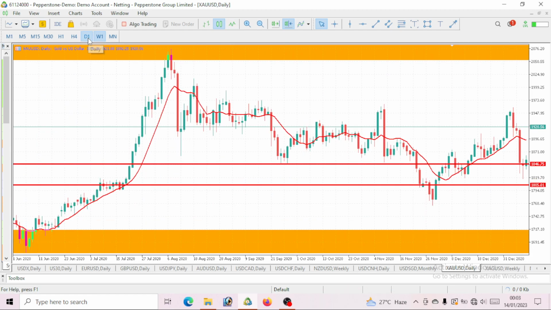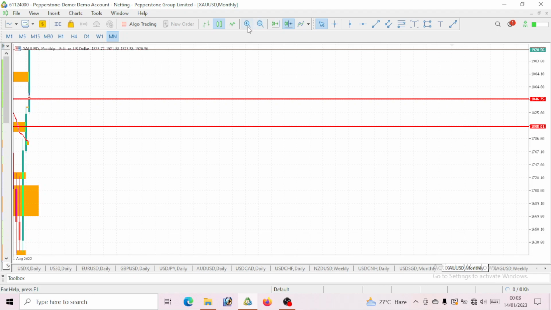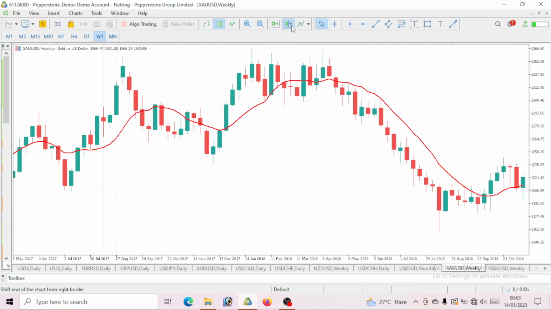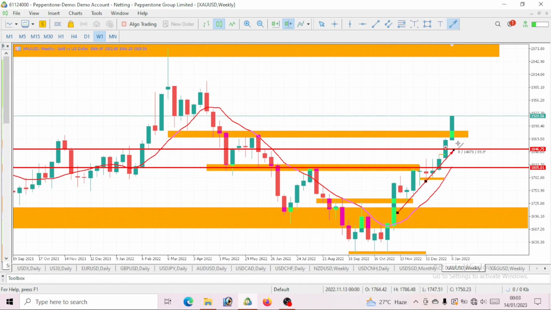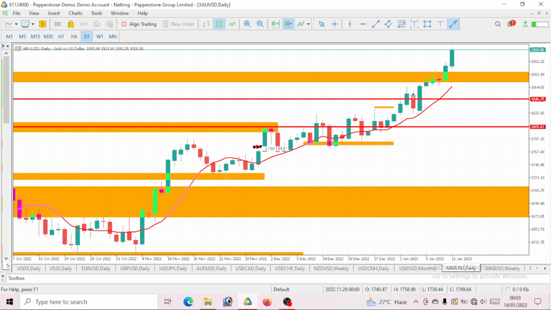Now that should take us to the daily time frame. So I may take a look at this massive move on this gold. You can also see it is trading above this 10 period moving average. So monthly time frame, we are trading above the moving average. Same thing with the weekly time frame. We are trading above this moving average. And now when you go to the daily time frame, we are also trading above this moving average.